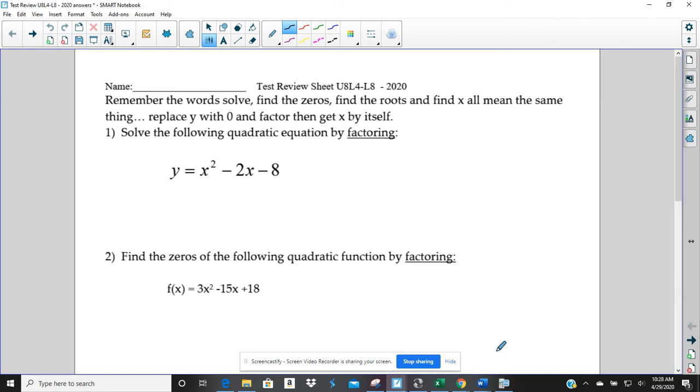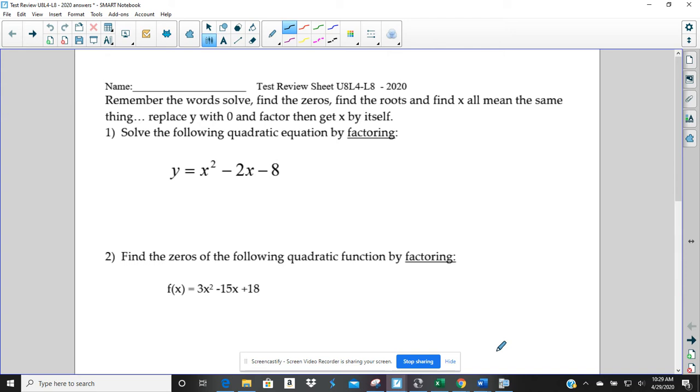The first four are going to be factoring and solving. And I put a note here: remember, finding the zeros, solving, finding the roots, finding the x, all mean we're going to set the y equal to 0, factor, and get x by itself. That's what solving, finding the roots, finding the zeros means. Okay, so let's begin with this one.